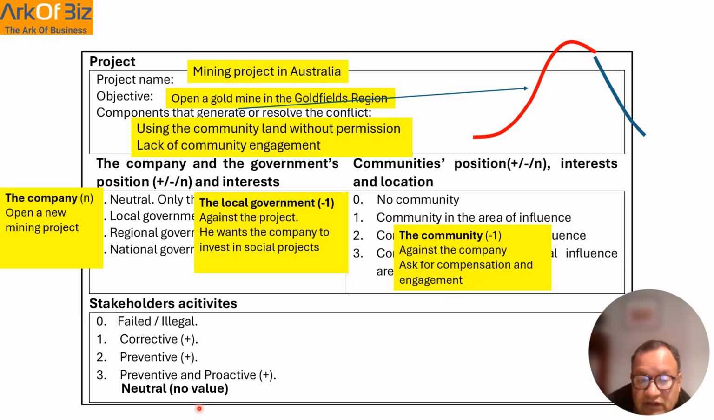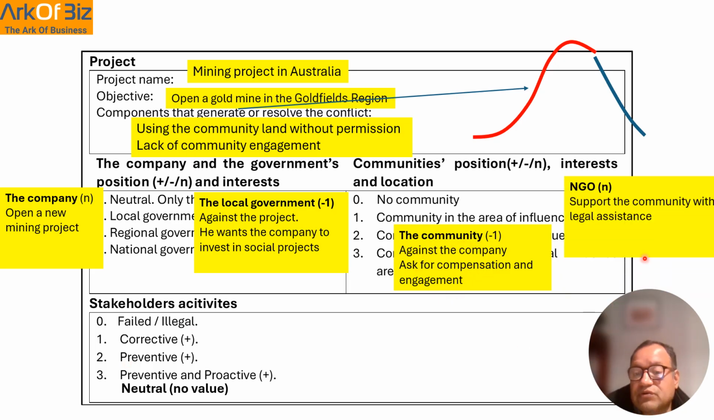Okay, additionally, we have an NGO. The NGO is always neutral, or 0, because this is a social organization that is part of the community. It's not a community itself. It is a social organization that belongs to the community. So that's why we have a neutral value. The interest is to support the community with legal assistance.